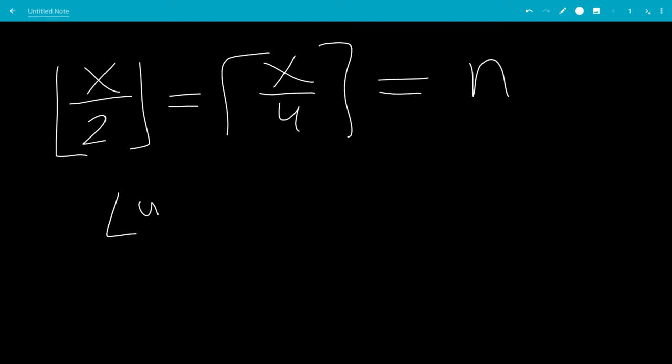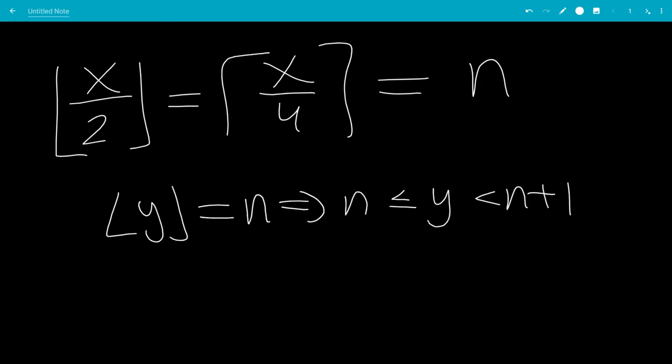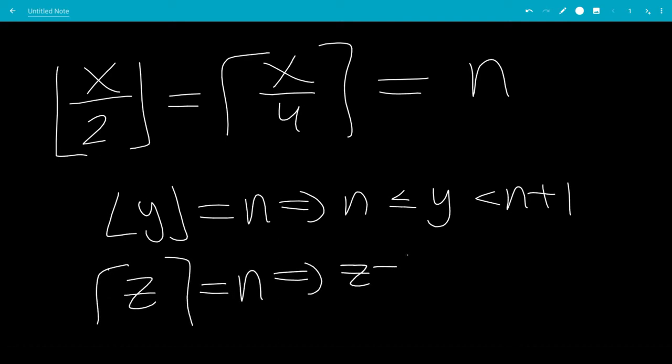So the floor of y equals n implies that n is less than or equal to y is less than n plus 1. And the ceiling of z equals n implies that z minus 1 is less than y, or less than z, is less than or equal to n.